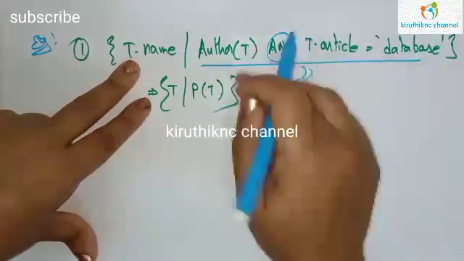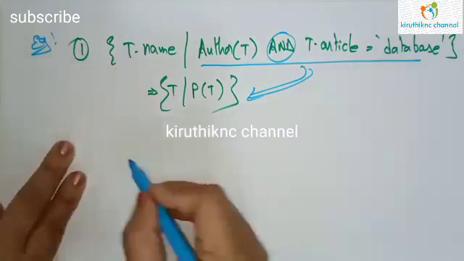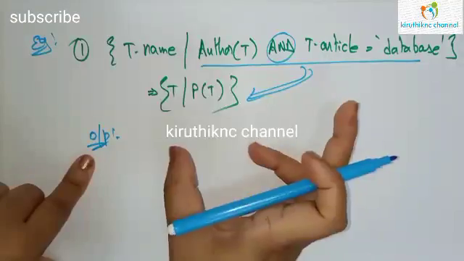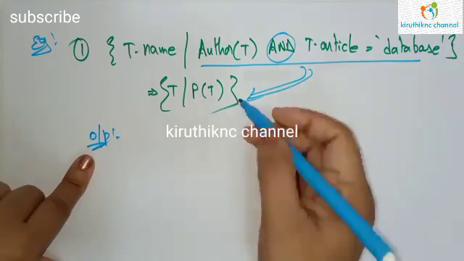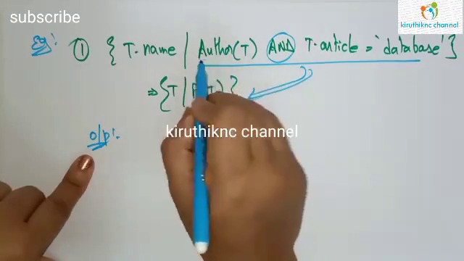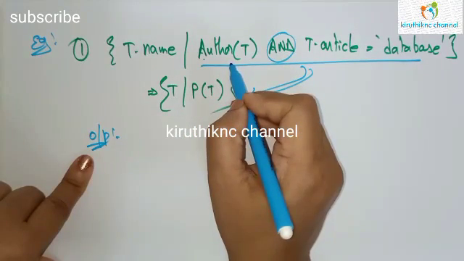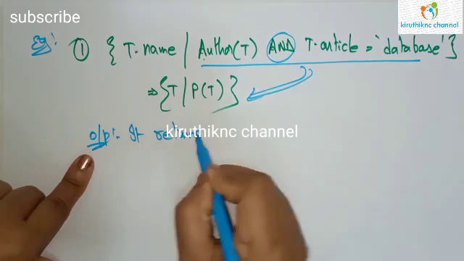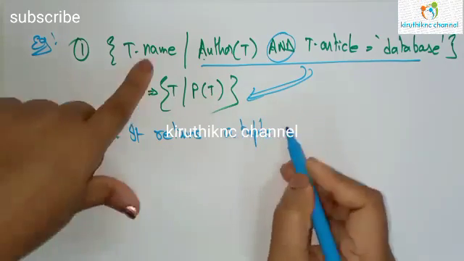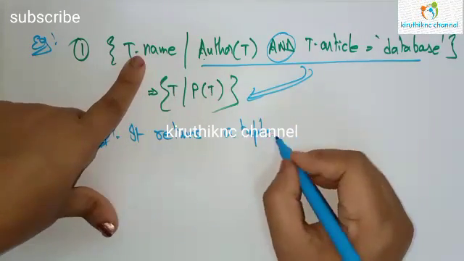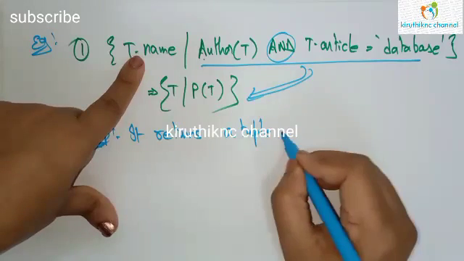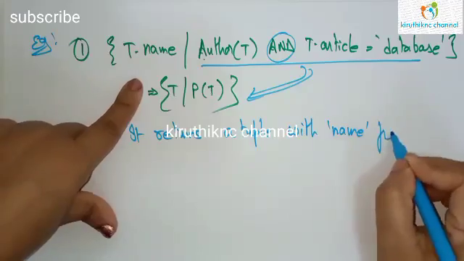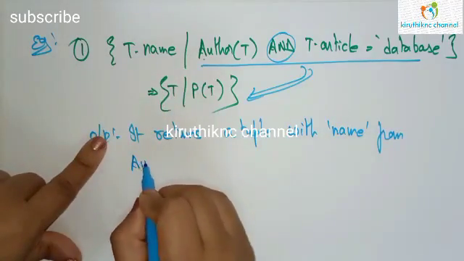So P(T) is nothing but a condition. Then what is the output I'm getting? The output is that this query selects the tuples from the author table. The table name is author, T is a tuple of the author table. It returns a tuple with T.name, from which table? From author.